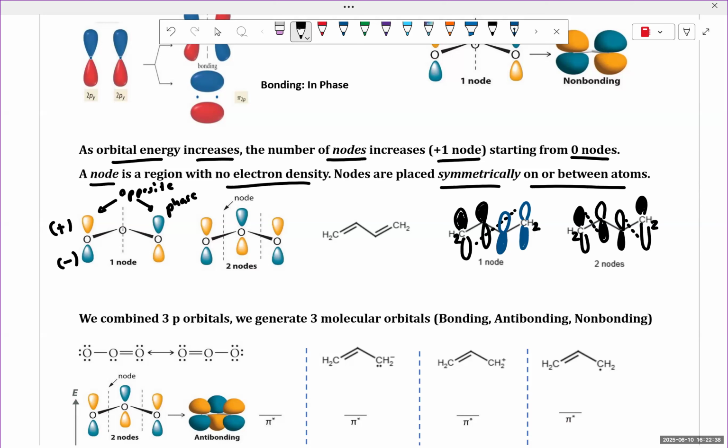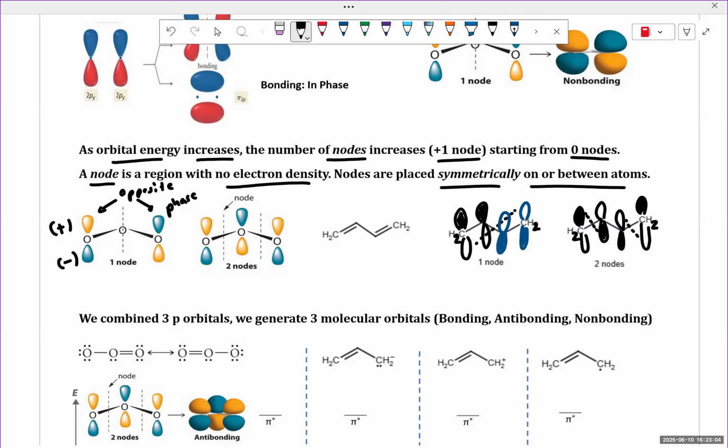One thing you can take away from this is that part of the reason the orbital energy increases as we increase the number of nodes is that we have less constructive orbital overlap. As a result, the electron density in that molecular orbital is less stable compared to if we had fully constructive overlap.